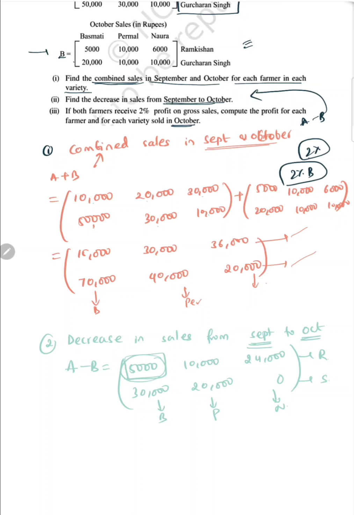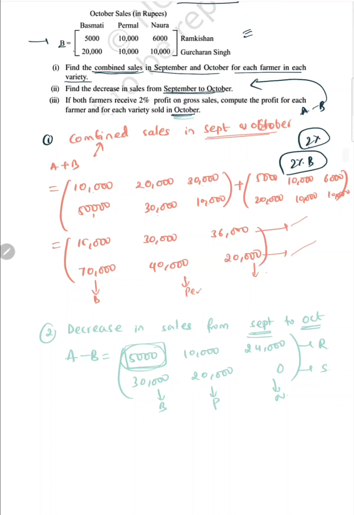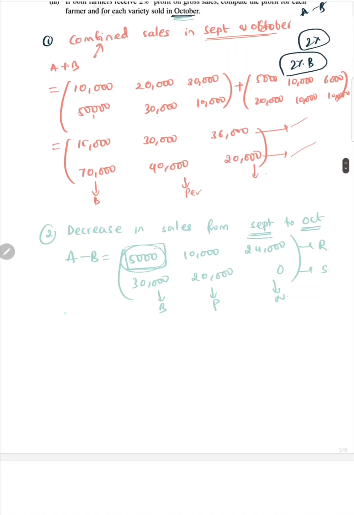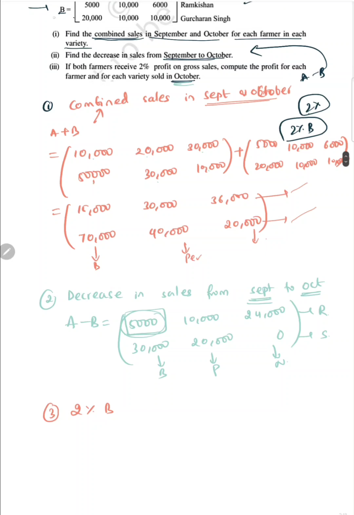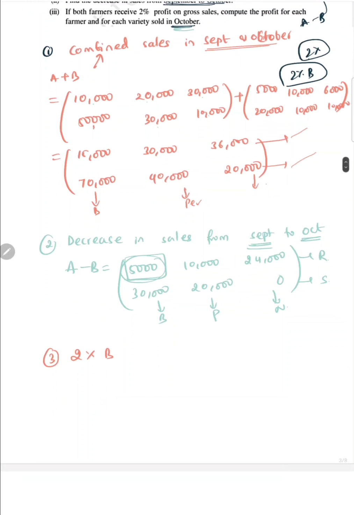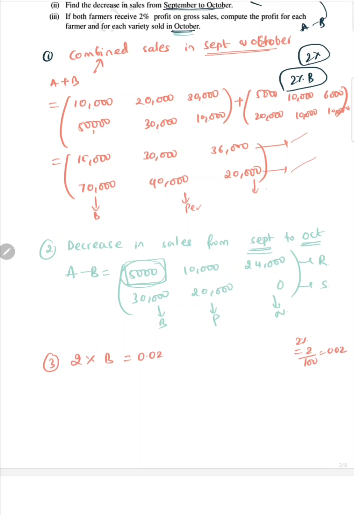Next, the third case, 2% profit on gross sales. So profit corresponds to October. We have to find 2% of B. Because October is with respect to the matrix B and it is 2% profit, we have to multiply the matrix B with 2%. 2% means 2 by 100, which is 0.02. So we multiply B with 0.02.